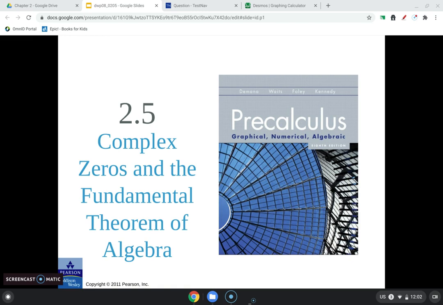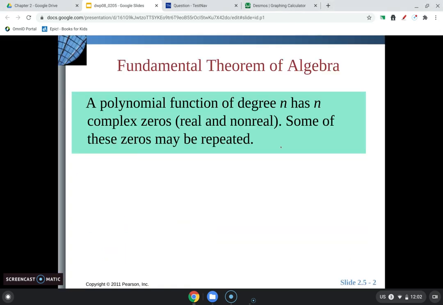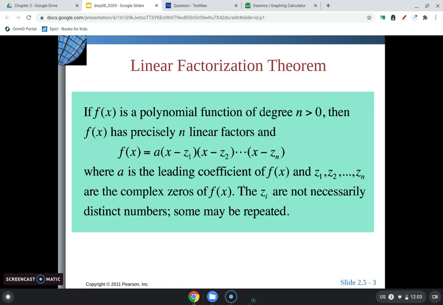This is lesson 2.5 in pre-calc, complex zeros and the fundamental theorem of algebra. So here we go. A polynomial function of degree n has n complex zeros, real and non-real. Some of these zeros may be repeated. All right, so to find our real zeros, we are going to use Desmos. We're going to graph it, okay?